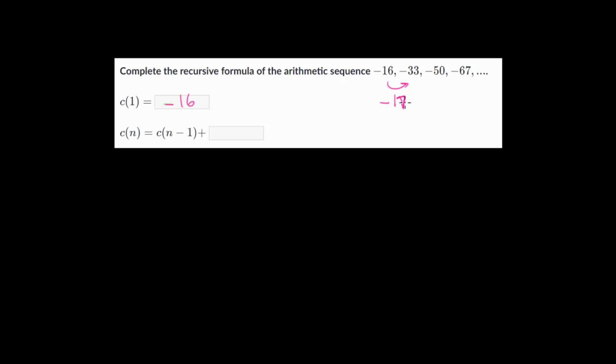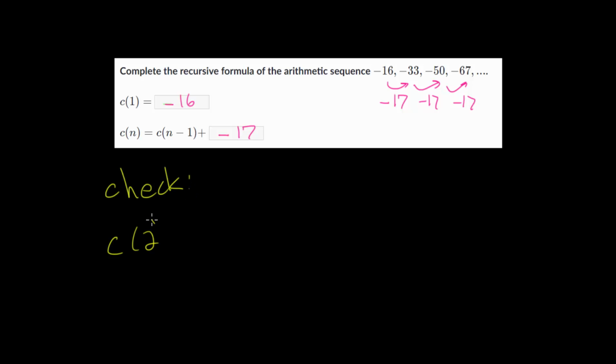But let's make sure that that actually makes sense. Since to go from negative 33 to negative 50, it looks like we do subtract 17 again. And negative 50 minus 17 does bring us to negative 67. So our pattern says that we're going to find the nth term, we're going to take the term before that and then add negative 17. So let's just check this last one just to make sure.